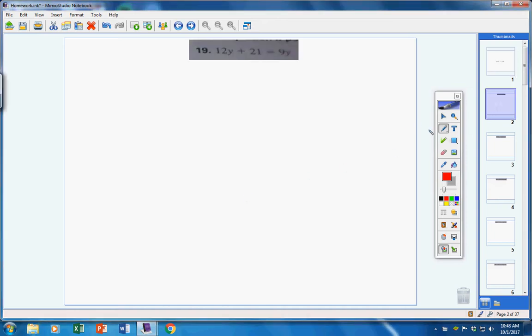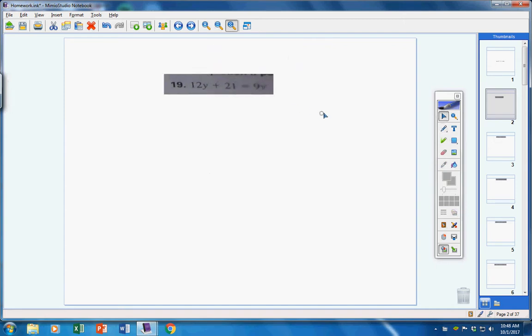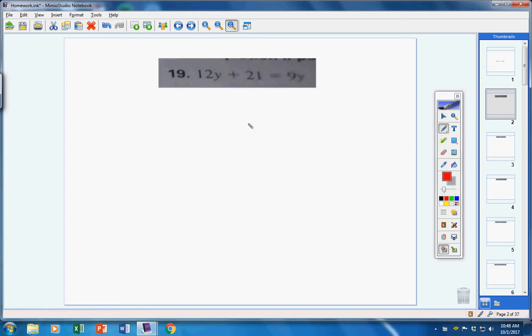Here we go. Alright, let's solve this equation. Step 1, simplify both sides as far as possible. Nothing we can do. Step 2, eliminate fractions. There are none. Step 3, move the variable terms to one side and constant terms to the other. So, since I have one constant term here, it's probably easier to bring the 12y over here and make it negative. Alright? So now I have positive 21 and negative 3.